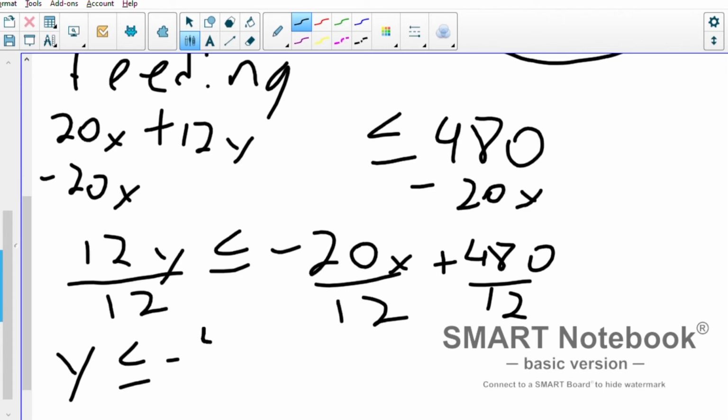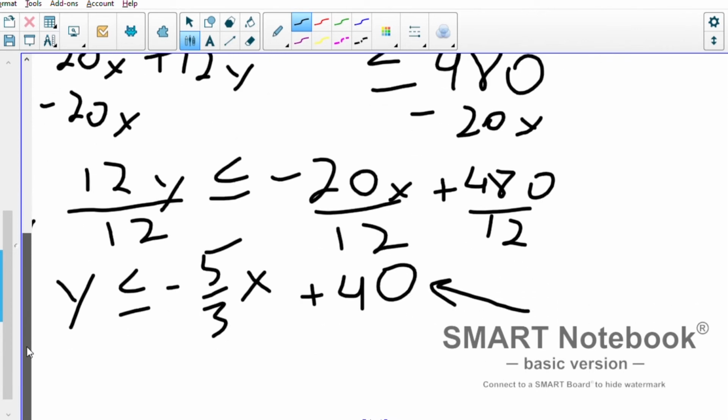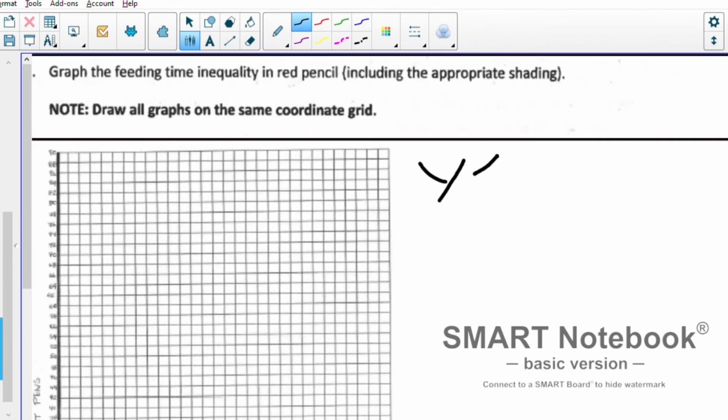both of those, so that'll be negative 5/3 simplified, and then 480 divides nicely by 12. It's 40, so plus 40. This will be a lot easier for me to figure out my shading and my y-intercept, and I find mostly for the shading that this is nice. So I've got my y-intercept of 40. I'm going to shade below. This is going to be a solid line. So we're going to go over to the graph, and then we'll use our slope of negative 5/3 x. All right. So we have y is less than or equal to negative 5/3 x plus 40.